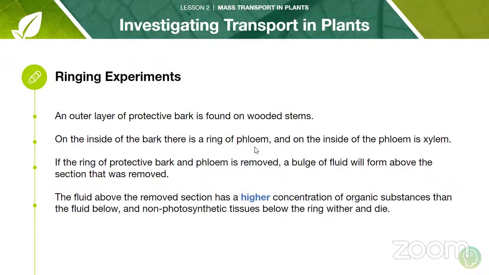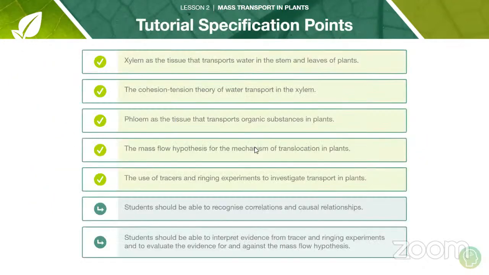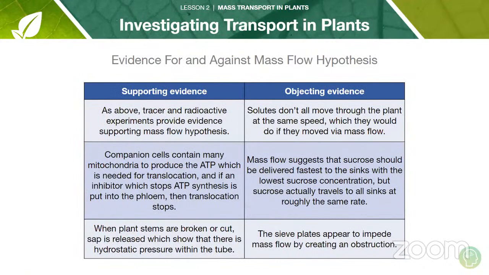Done. Thank you. Cool. Again, this is quite easy. So recognizing relationships. So mass flow, supporting evidence. You've got the radioactive tracers and the ringing experiments, which both prove that mass flow happens in the phloem.